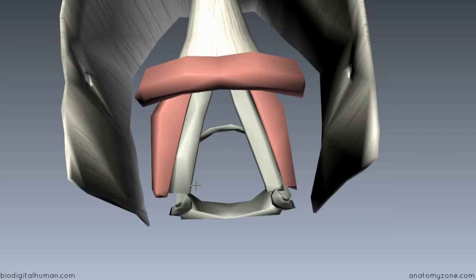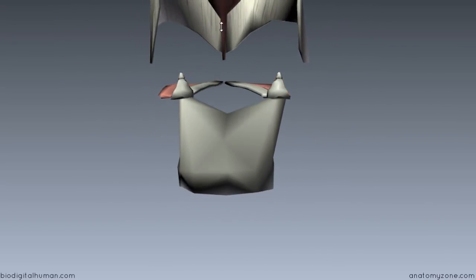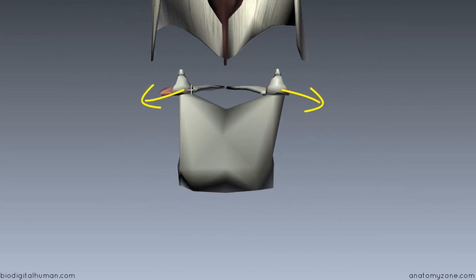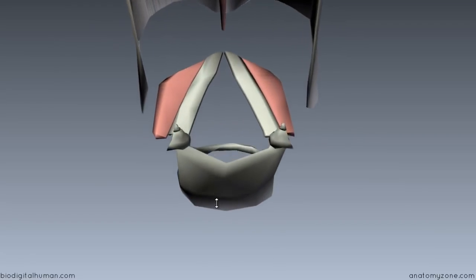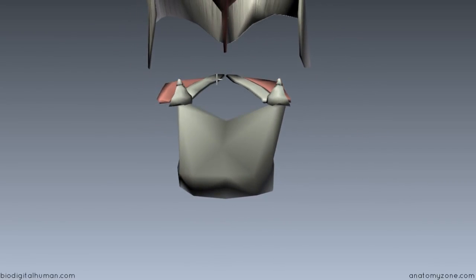So it's important to get a grip of the sort of movements that occur at the cricoarytenoid joint. The arytenoid cartilages are really interesting because they can be laterally rotated, like I showed you here. They can also be abducted, so they can be moved side to side, and they can also be rocked backwards and forwards. So there's a few movements that the arytenoid cartilages can do.